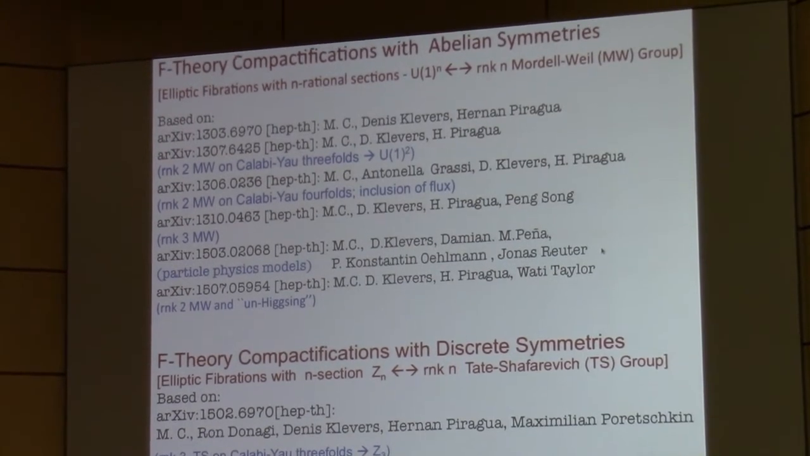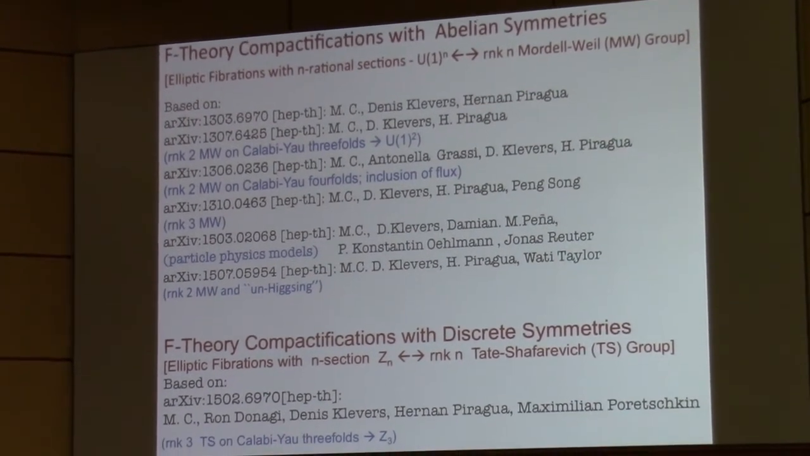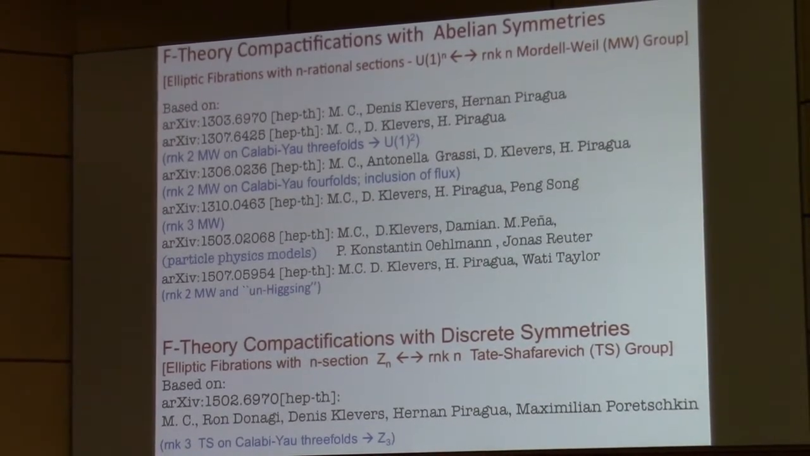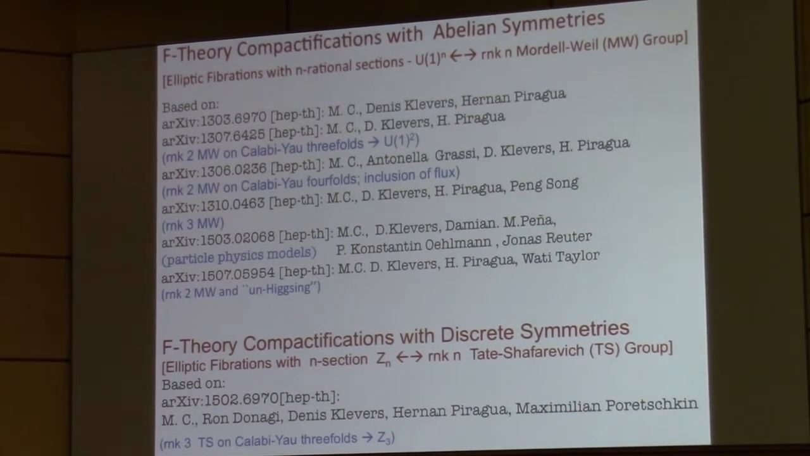On another side, when I turn to F-theory compactification with discrete symmetries, namely not elliptic fibration, actually genus 1 fibration with n sections, and its relation to the Tate-Shafarevich group, I'll highlight again a higher rank construction associated with Z3 symmetry, rank 3 discrete symmetry, and this is recent work together with Ron, as well as a new postdoc at Penn, Maximilian Korychkin.